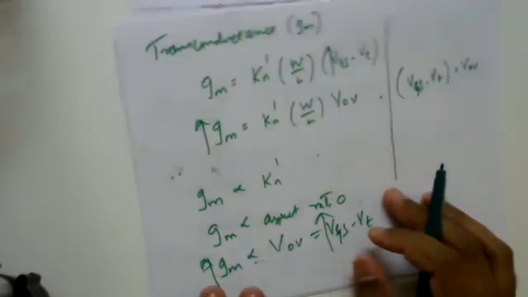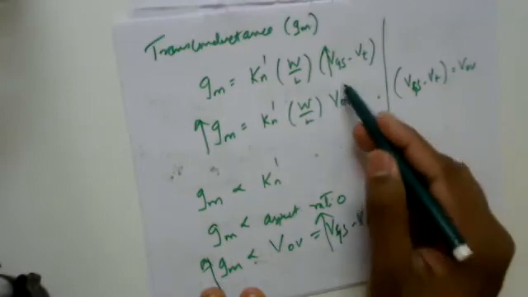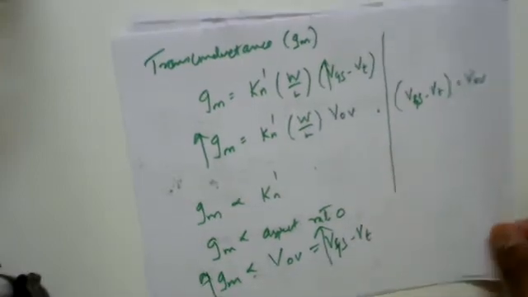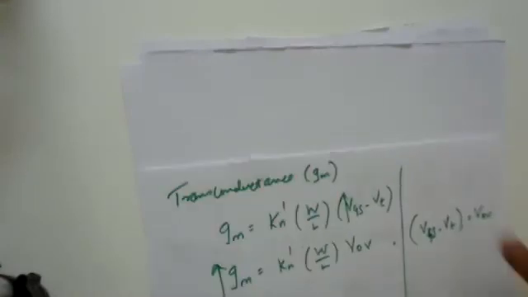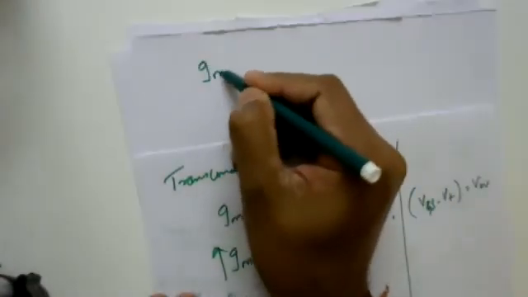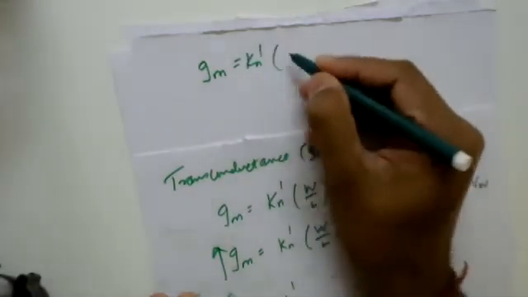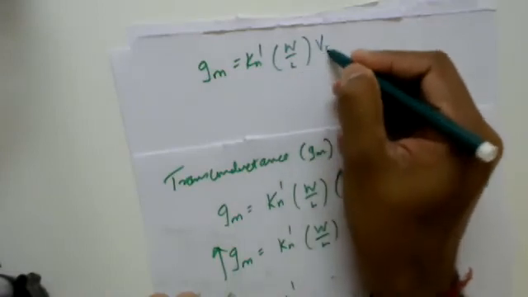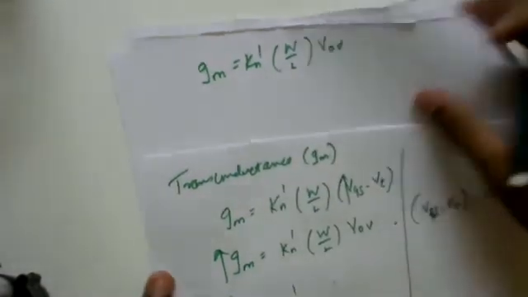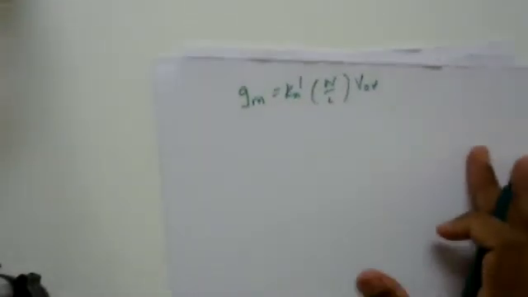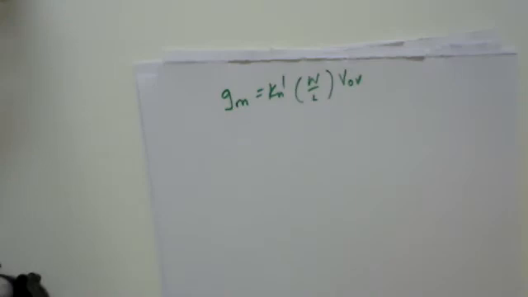Okay. So now I'm going to substitute the value of this VOV into this expression. I'll write the expression once again for you. So I can write my Gm as Gm is equal to Kn dash W by L into VOV. For this particular expression, I'm going to substitute for my VOV. Will you give me an expression wherein I can substitute in terms of drain current? Any suggestions from your side?